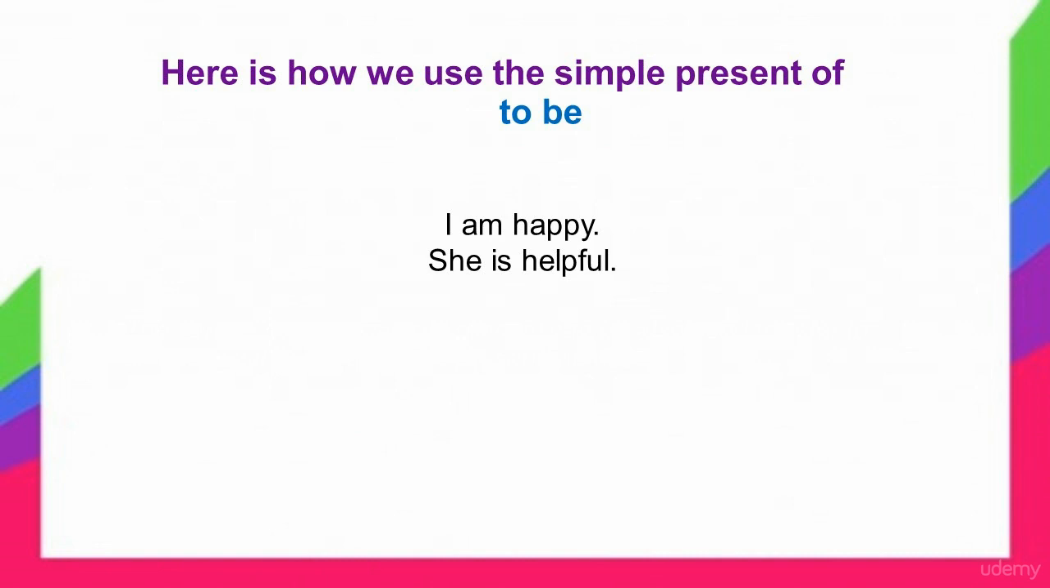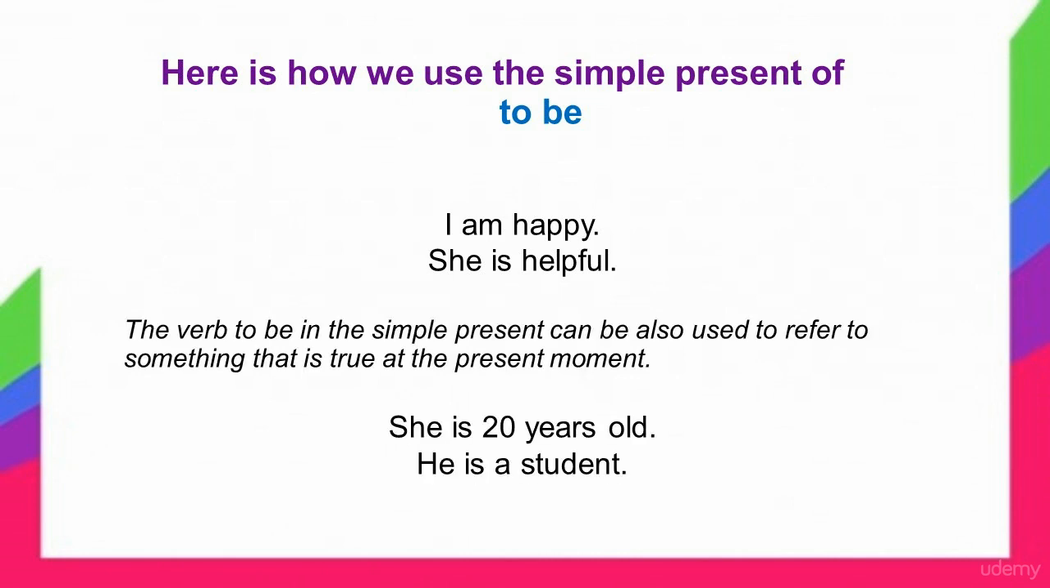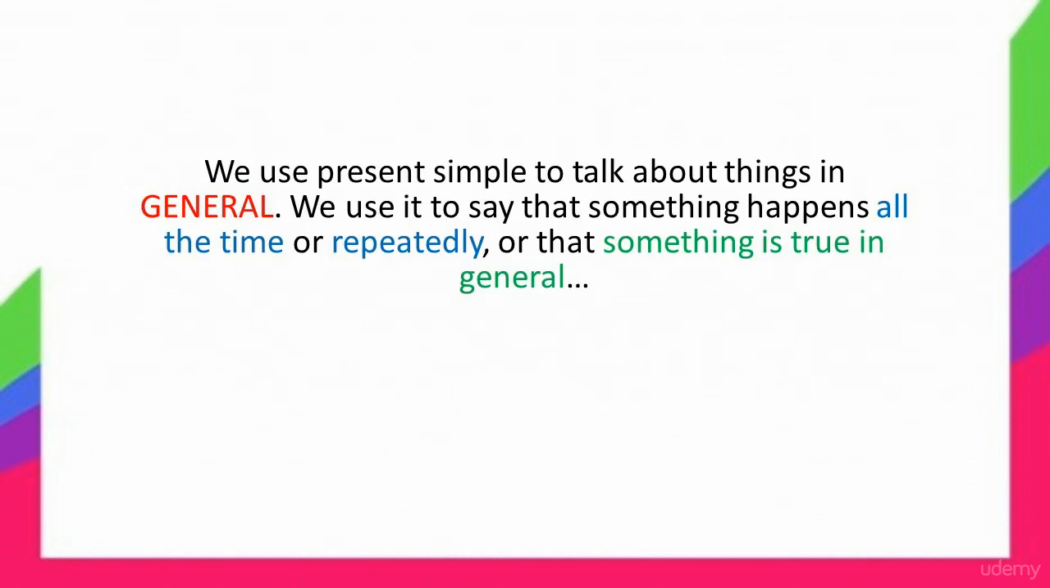Here's how we use the simple present of the verb to be. The principal use of the simple present is to refer to an action or event that takes place habitually, but with the verb to be, the simple present tense also refers to a present or general state, whether temporary, permanent, or habitual. I am happy. She is helpful. The verb to be in the simple present can also be used to refer to something that is true at the present moment. She is 20 years old. He is a student.